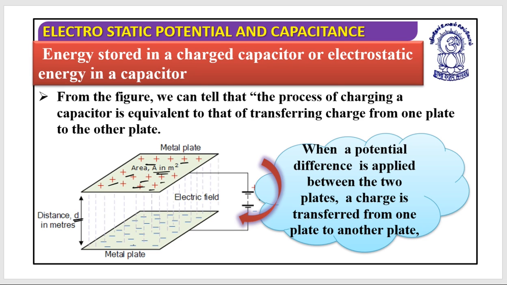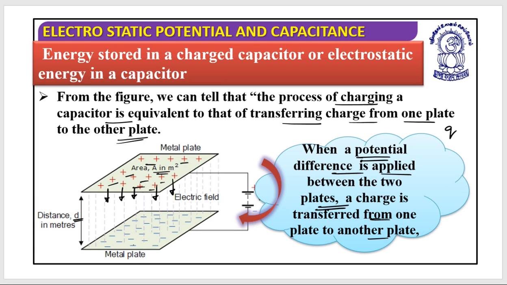What we understand from the figure is that the process of charging a capacitor is equal to transferring charge from one plate to the other plate. So we transfer the charge from one plate to another, and that is what we call the charging of a capacitor. When a potential difference is applied between the two plates, a charge is transferred from one plate to another.